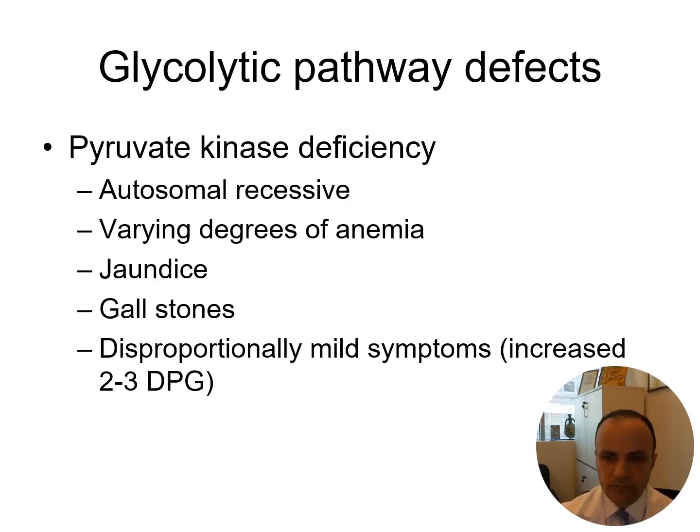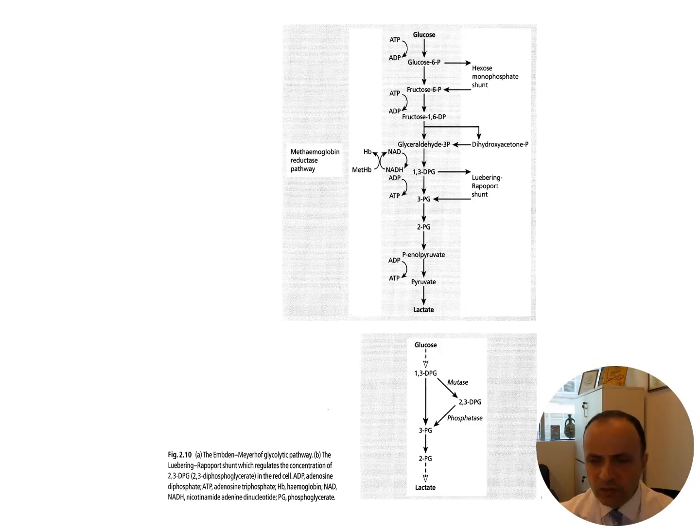With pyruvate kinase deficiency, it's very similar to G6PD, but it's much milder. Okay, so it's not X-linked, it's autosomal recessive. You see various degrees of anemia, jaundice, gallstones, and the reason it's milder is because of the production of 2,3-DPG. As you remember from the glycolytic pathway, from the breakdown of glucose, the last step, the conversion of pyruvate to lactate, is done by pyruvate kinase.